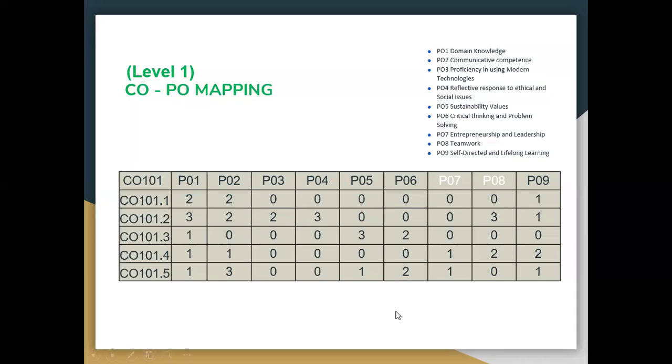Sir, I have a question. What is 1.1, 1.2 you are referring? Yeah, that is actually here. 101 is a course code. Okay. That is the course code, first course outcome.